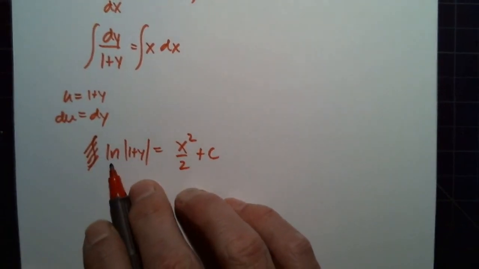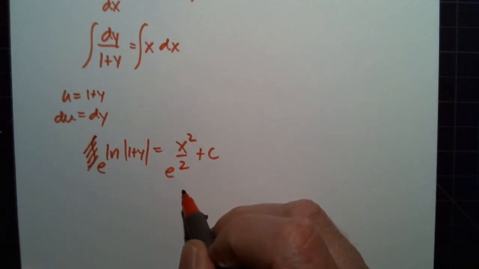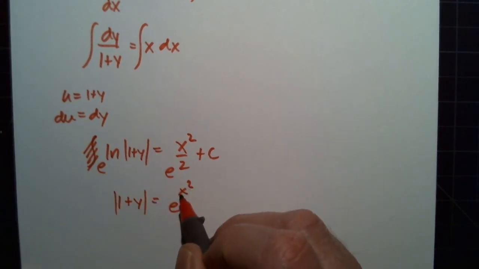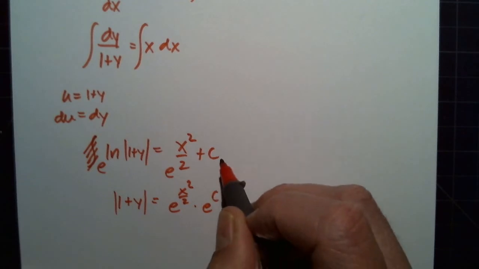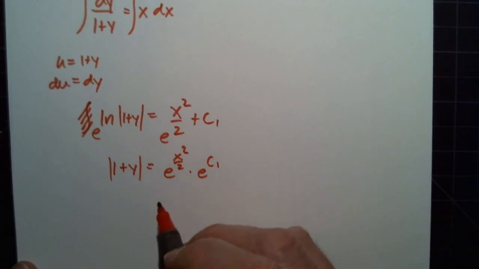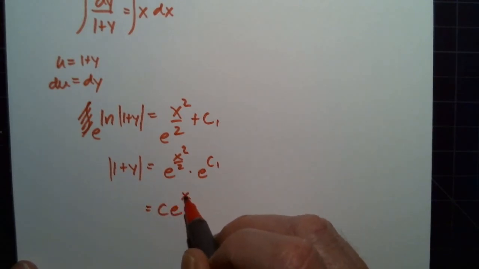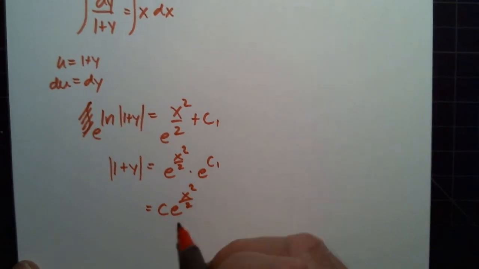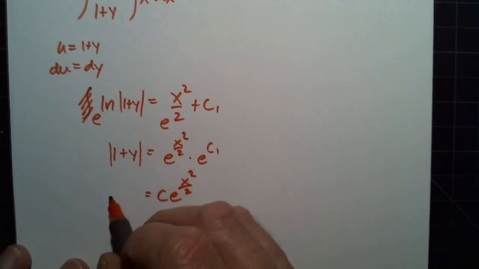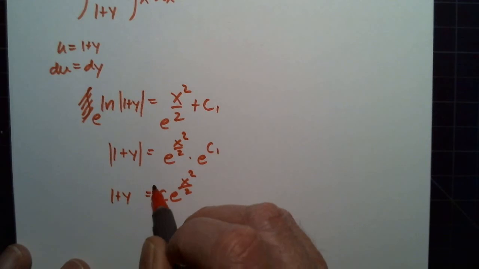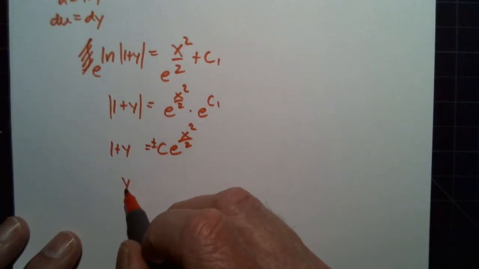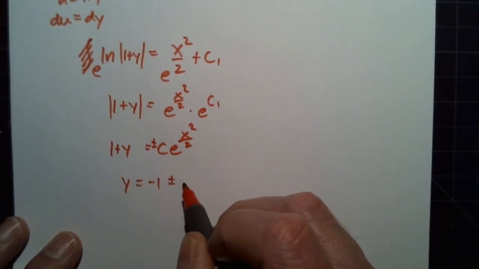And whenever we have that natural log, we can exponentiate. We get e to the x squared over 2 times e to the c. Let's call it c1. And then this can become some other constant, c. We can represent it as some other letter to represent a different constant. So if we get rid of the absolute value, we have positive or negative, and then we could move the 1 over.